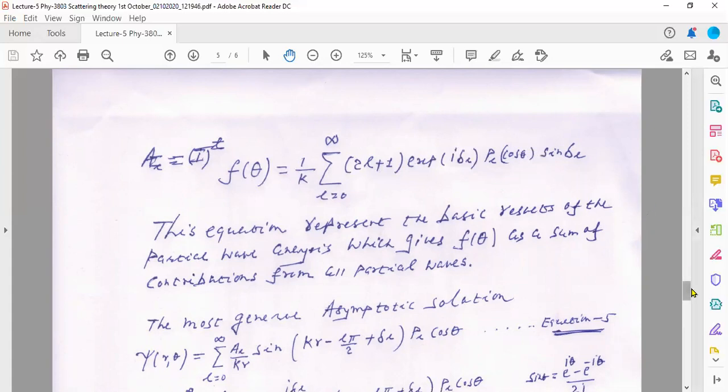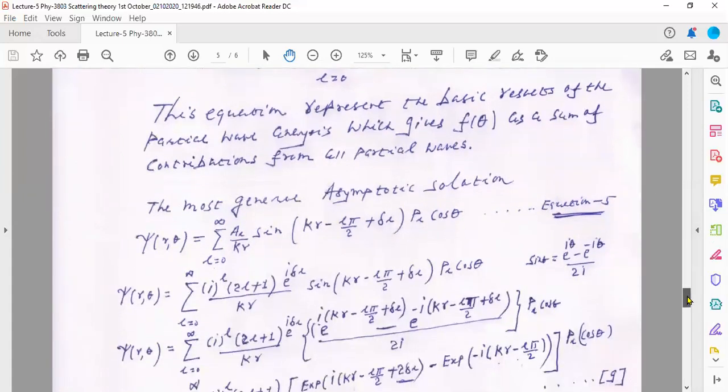And now, once you understand this expression, the most general asymptotic solution which we have, this is equation number 5, which is known to you. Psi of r, theta, this equation is known. We have calculated the solution of the radial wave equation in the presence of the potential. So now I'm keeping the value of A L here, which is known to you.